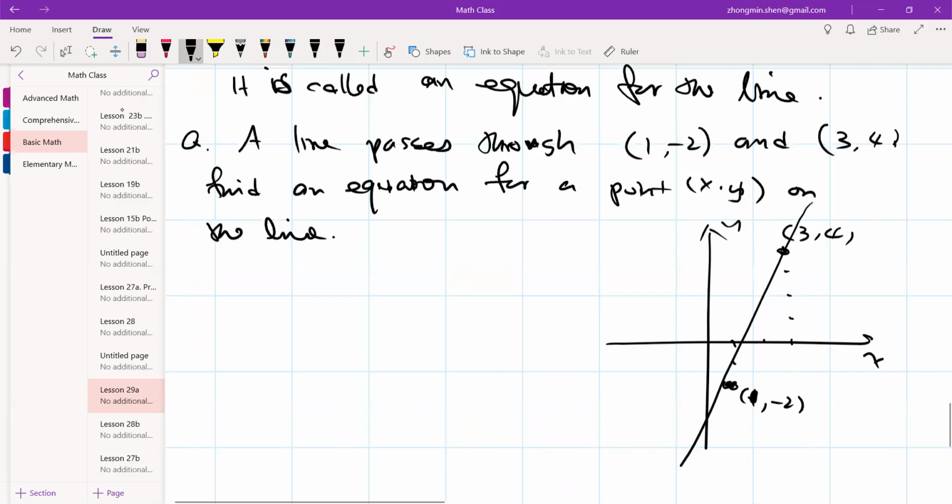It's not an equation yet. You can just say, what about (2, 1)? That is on the line. (2, 1) is on the line.